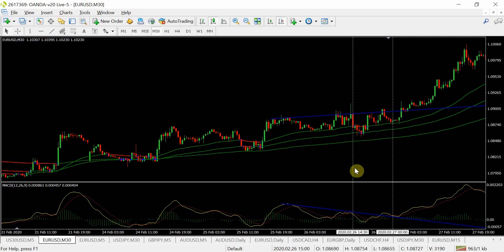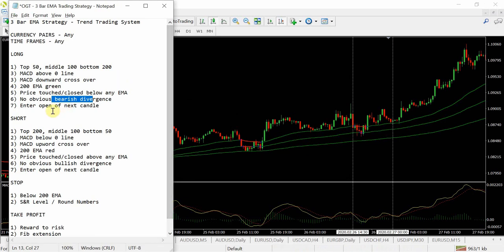Now, for me, I would want to see this area up here somewhere for it to be a really big divergence. So price is conflicting with the MACD, and therefore price in theory should drop. However, this isn't obvious to me, and that will come over time. But again, check out that video, and it will give you some clearer examples. So in my view, there is no obvious bearish divergence.